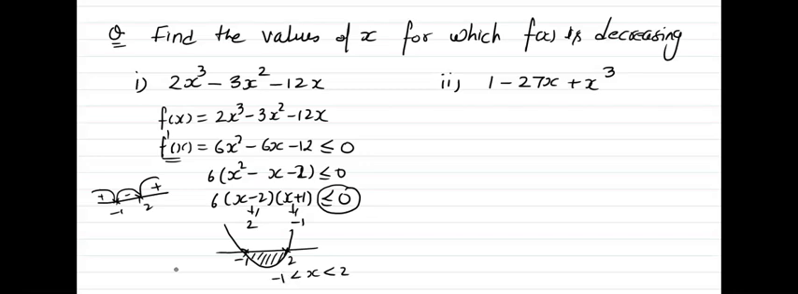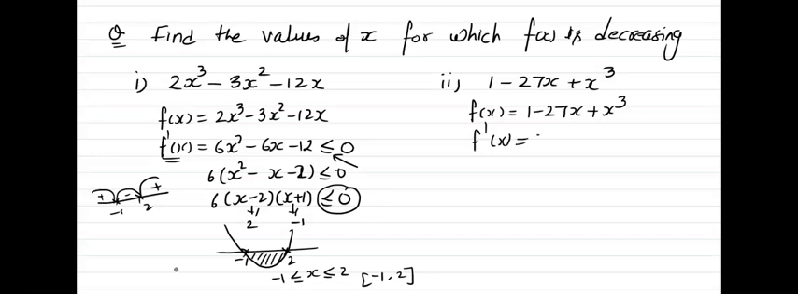Now see here, there is an equal sign, so you can put the equal sign here as well, or you can say the closed interval minus 1 to 2, right? Now here f(x) equals 1 minus 27x plus x cube. If you differentiate, differentiation of 1 is 0, differentiation of 27x is 27, and it is 3x square. Because it is a decreasing function, it should be less than or equal to 0.